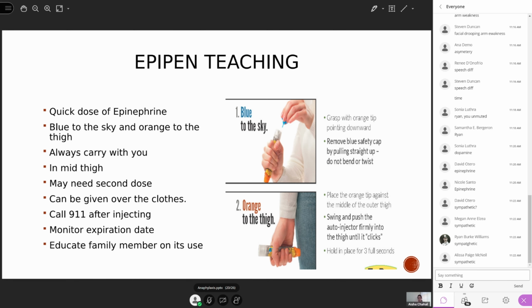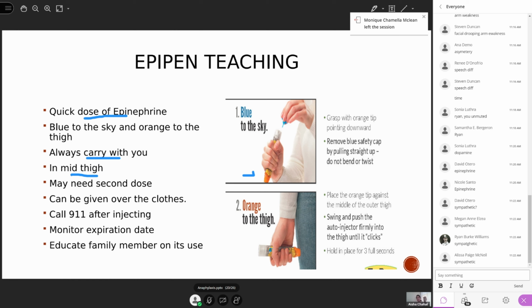And EpiPen. How it works is we give EpiPens to people who are already prone to allergy, anaphylactic reaction. The main thing is blue to the sky. It has two ends, a blue and the orange one. Blue to the sky, orange to the thigh. Okay, that's a little mnemonic. It is a quick dose of epinephrine. They should always carry it with them. It is given in the mid thigh, and they do not have to take the clothes off for giving that. They can just give it over the clothes.